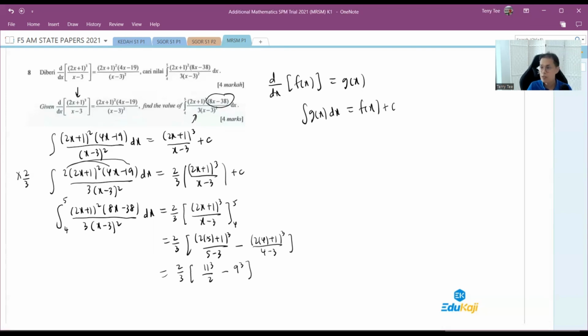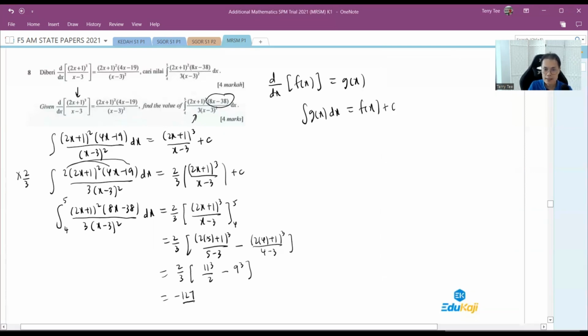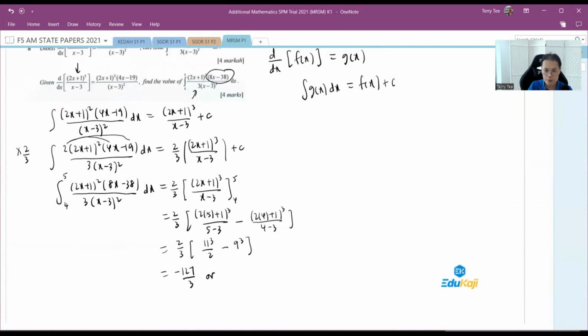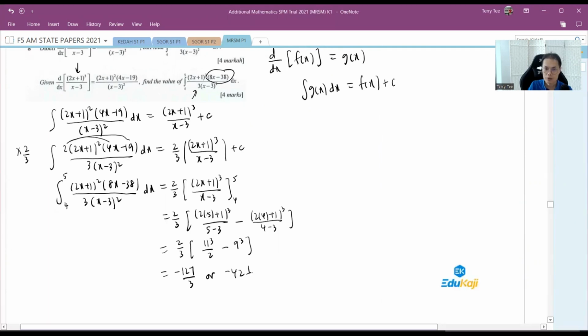Now, in fact, you can actually calculate this straight away using a calculator. You don't have to write so many steps, right? I just want to show you here. This is 11 cubed over 2, then you minus 9 cubed. My answer is negative 127 over 3. Now, it's okay to leave your answer as an improper fraction like this, or even a mixed number, right? Negative 42 1/3.